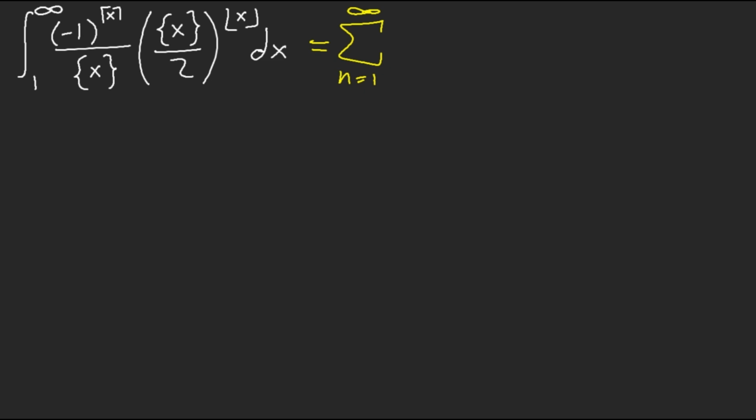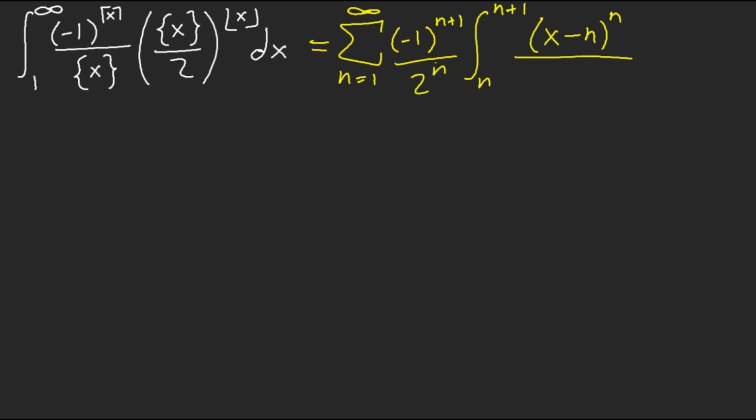Alright, so with the sum, I think this is the part that we can take out: negative 1, n plus 1. And then from n to n plus 1, everything else, we do have an x minus n to the power of n here. We have 2 to the power of n technically here, so I guess we could take that outside, 2 to the power of n. And then we have x minus n here.